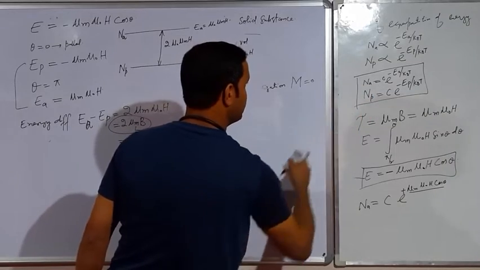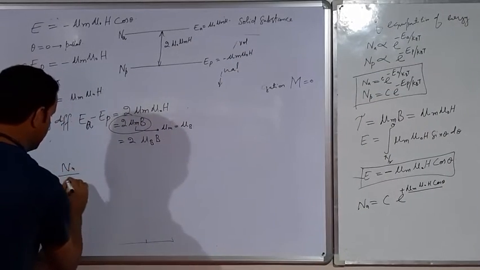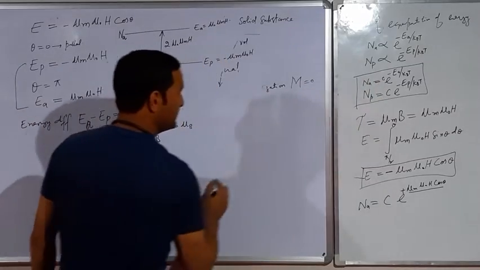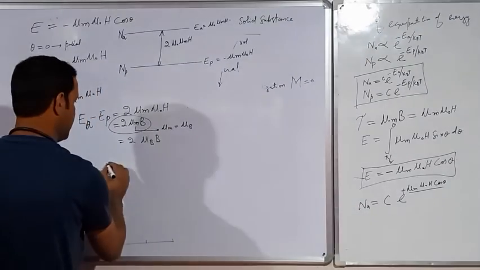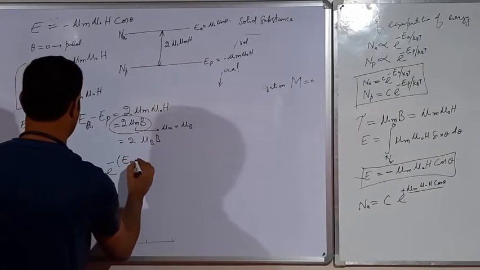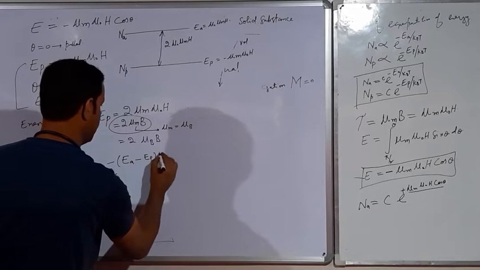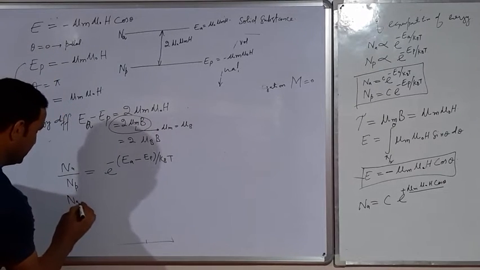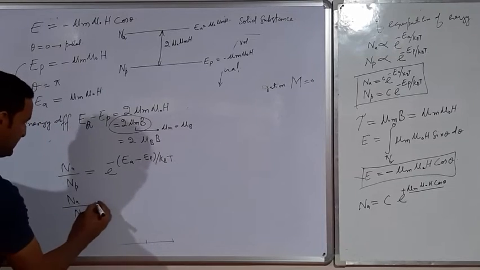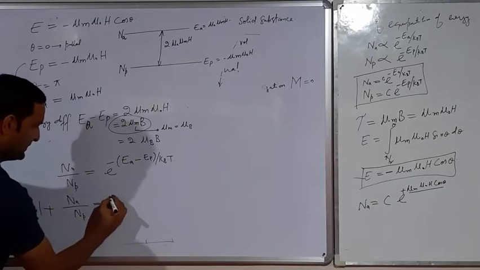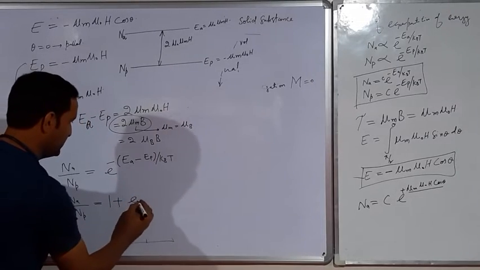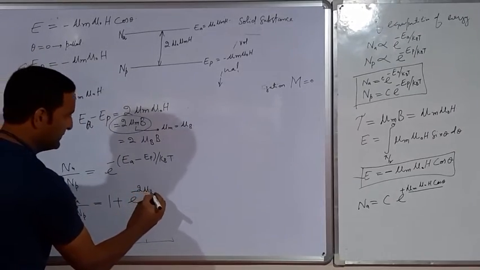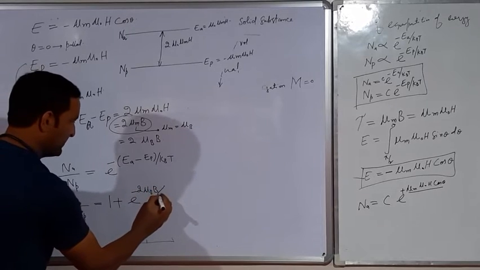If we divide these two equations, Na upon Np will become C and C will cancel, and there remains e to the power minus, common, Ea minus Ep upon kBT. So this can be written as Na upon Np equal to, if it is 1 plus, here also 1 plus e to the power minus, where Ea minus Ep is equal to twice mu B into B upon kBT.